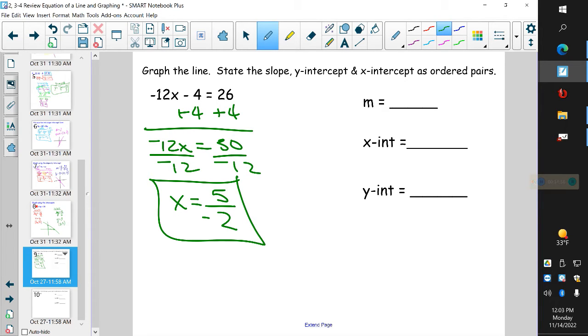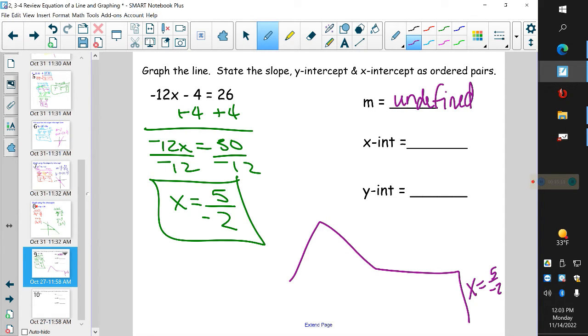What type of a line is an x equals? From your nice little slope pick, your brain needs to be thinking about what that is. An x equals is over here, which means it is an undefined slope because it is on the cliff, which means it is a vertical line, and my vertical line is going to be at -5/2. So what is my x-intercept, meaning where does this thing cross the x-axis? At -5/2, 0. Where does it cross the y-axis? It does not, so I have none written here.